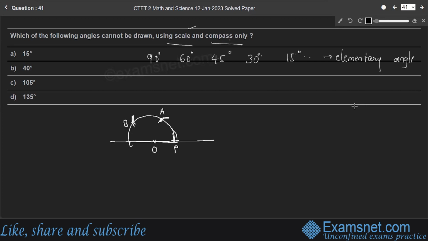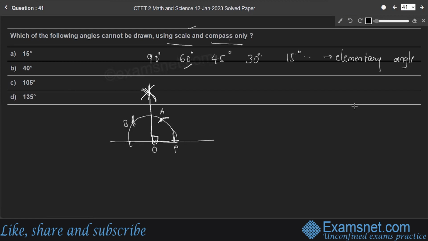So here we have got points A and B. With the same radius, draw an arc above this, and with A as center, draw one more arc which cuts the previous arc. If you draw two arcs like this, which cut each other, and from that point of intersection draw a straight line to O, you will get a right angle. This is how we draw a right angle using scale and compass.